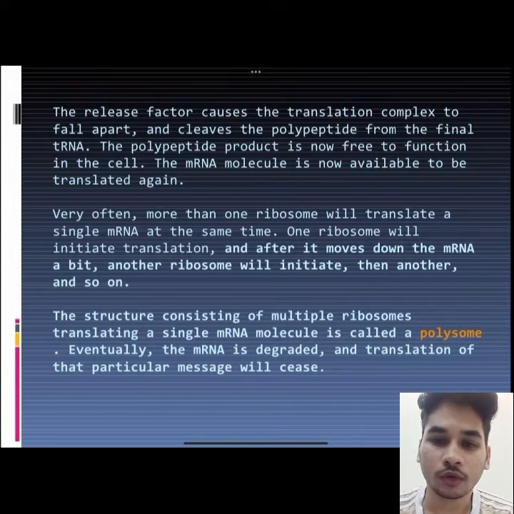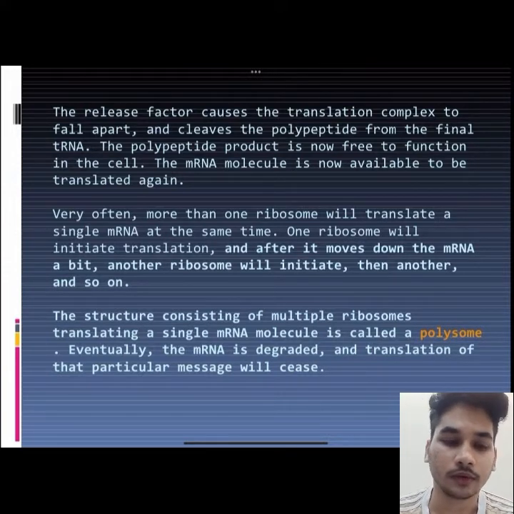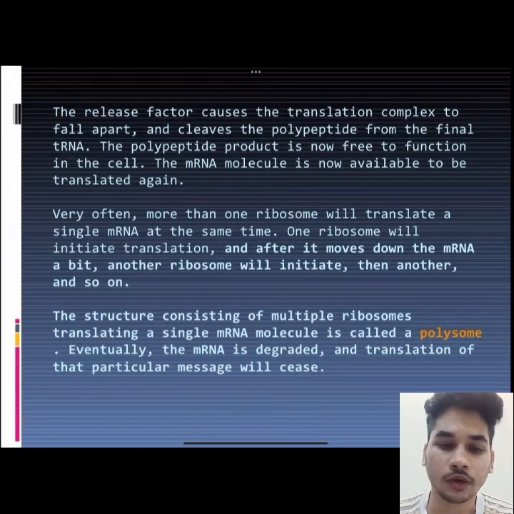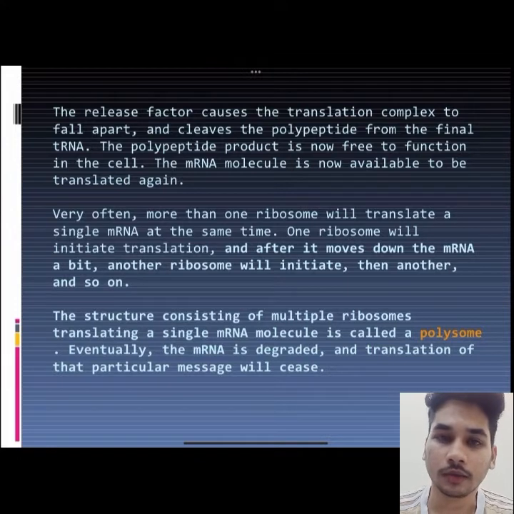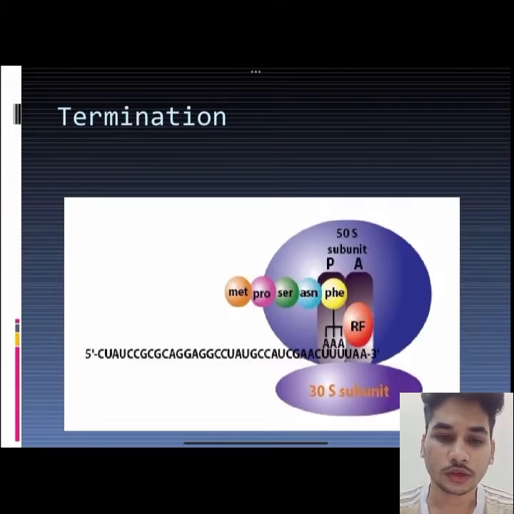The mRNA molecule is now available to be translated again. Very often more than one ribosome will translate a single mRNA at the same time. One ribosome will initiate translation, and after it moves down the mRNA a bit, another ribosome will initiate, then another, and so on. The structure consisting of multiple ribosomes translating a single mRNA molecule is called a polysome. Eventually the mRNA is degraded and the translation of that particular message will cease. So this is the termination process.